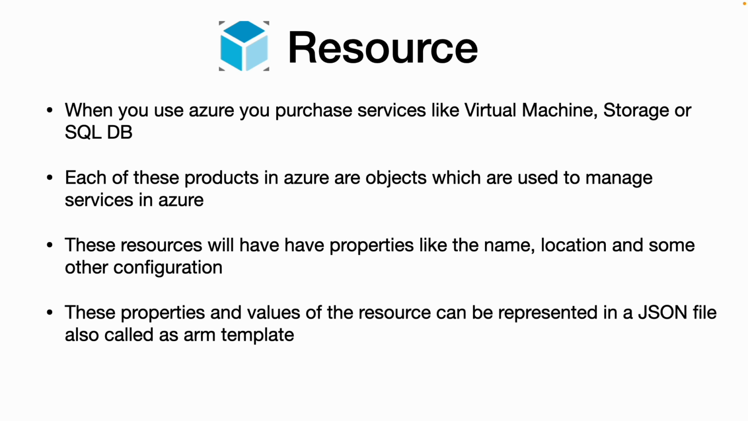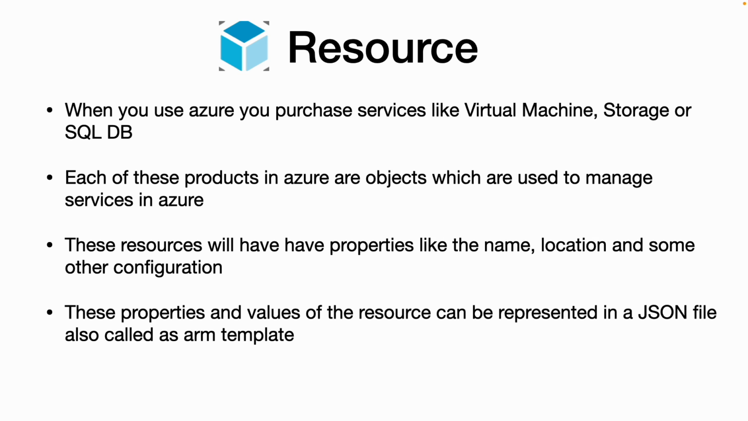Speaking of resources, when you're using Azure, you might be purchasing a lot of services, and each of these services, like SQL database, virtual machine, or a storage account, are nothing but resources. So each of these products in Azure are nothing but objects which are used to manage the services in Azure. And each of these resources has its own properties like name, location, and some other configuration. Like for SQL database, you might have the SQL server name and the location of the SQL database. These properties and values of the resource can then be represented in a JSON file, also called an ARM template. So ARM template is something that you'll be hearing a lot in this entire series.